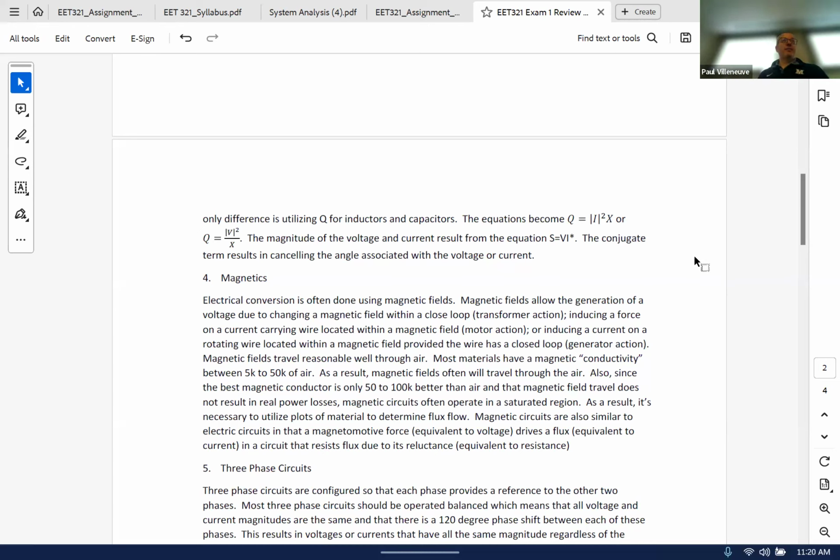Don't forget to put that on your sheet. S equals V times I. Put brackets around I, put parentheses, conjugate. It's just the conjugate of I, not the conjugate of V. A lot of people make that mistake, and a lot of people will forget that it's S equals VI conjugate.